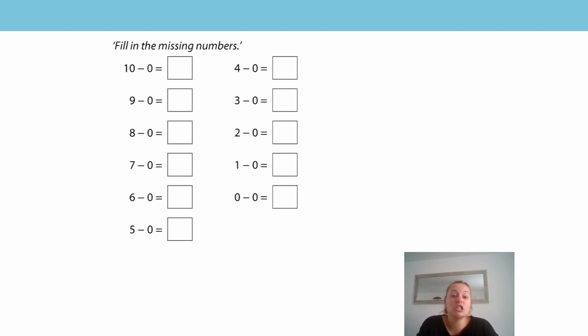And because we're really good, just like we did with adding 0, we're going to fill in the missing numbers for subtracting 0. And again, you might want to pause the video and you might want to draw pictures to help you, just like we have done with the eggs and the flowers. But I want you to remember our really important sentence, and that is, when you subtract 0 from a number, the number remains unchanged. And that sentence will help you when you are filling out these missing numbers.